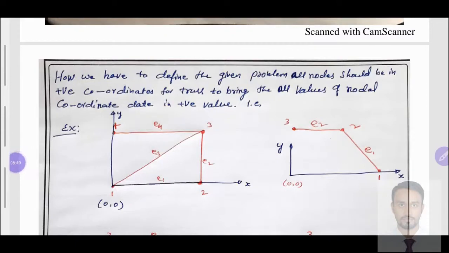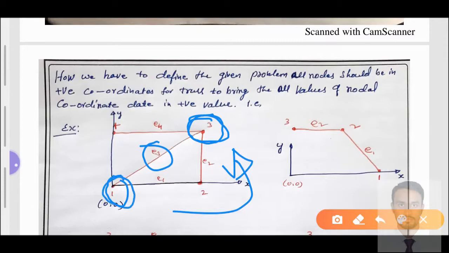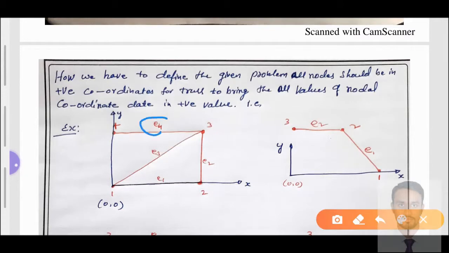And then the next, element number 3, is very important. It starts from node number 3 and ends at node number 1. So we are giving the names in a counterclockwise direction. Element number 3 starts from node number 3 and ends at node number 1. It is very important. Then similarly, the next element number 4 starts from node number 3 and ends at node number 4. It continues in the counterclockwise direction.